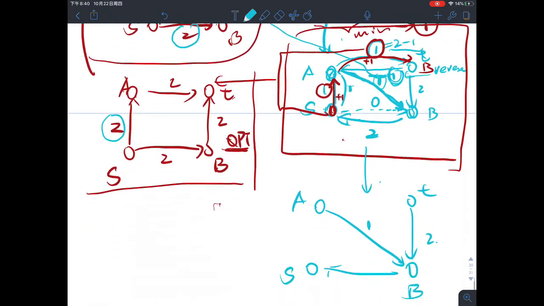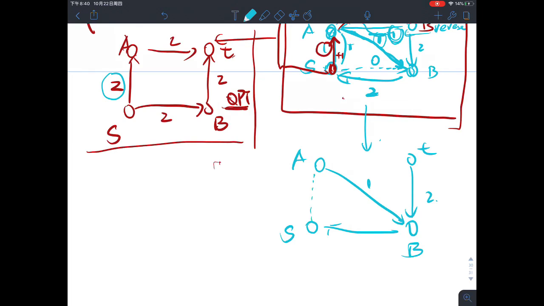That means that from S to A, I can no longer push any more flow, but from A to S, I can push 2 units of flow. For the same reason, I cannot push any flow from A to T, but I'm able to push 2 units of flow from T to A.